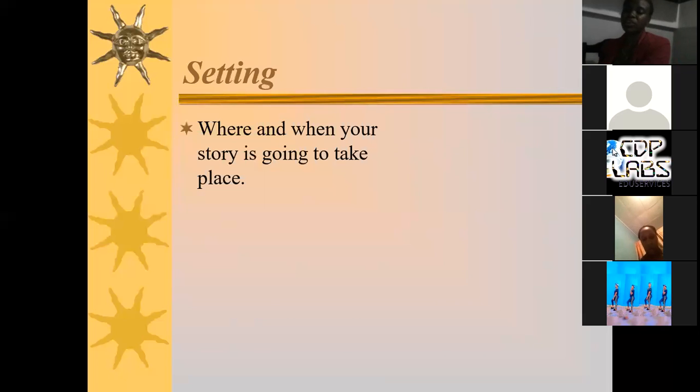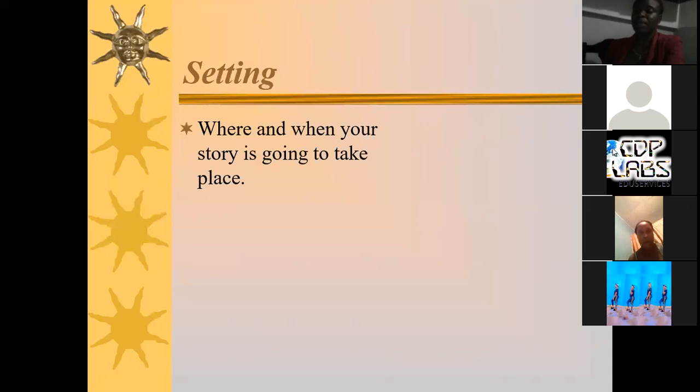So the setting of the story is where and when, a time and place, of course. So where and when the story takes place. So setting is the time and the place that your story takes place. Of course, your time could be in the past, in the future. So your story could be futuristic. The story could have taken place in the past, in the present, and of course, that's time. And place could be anywhere.